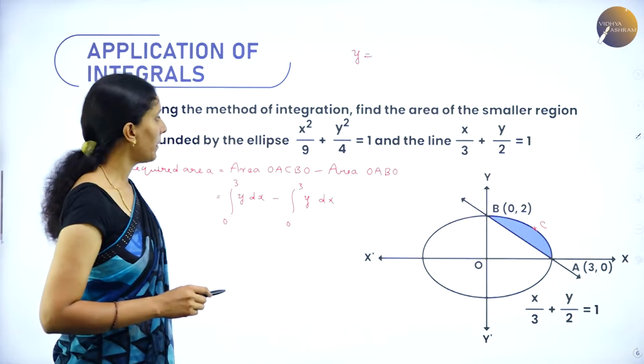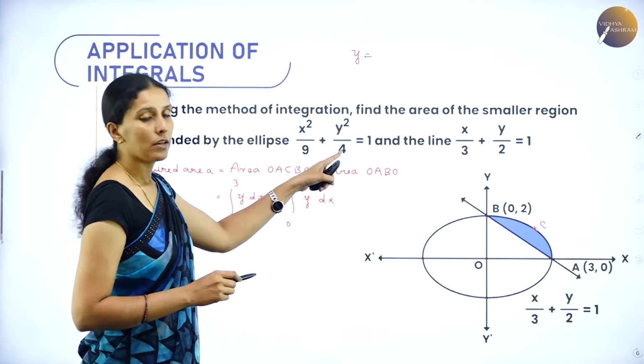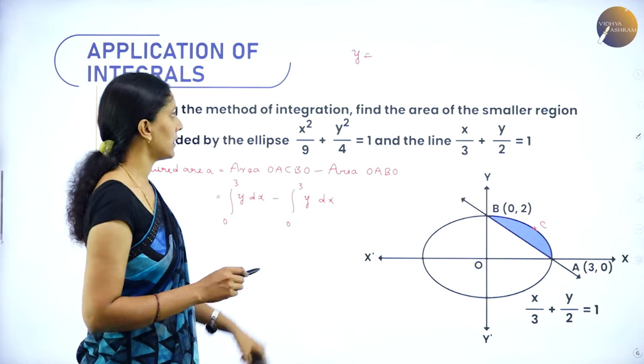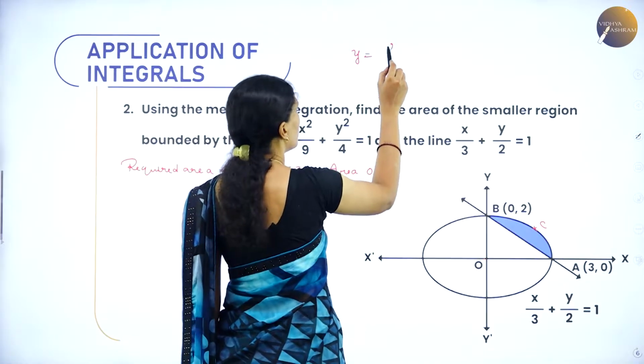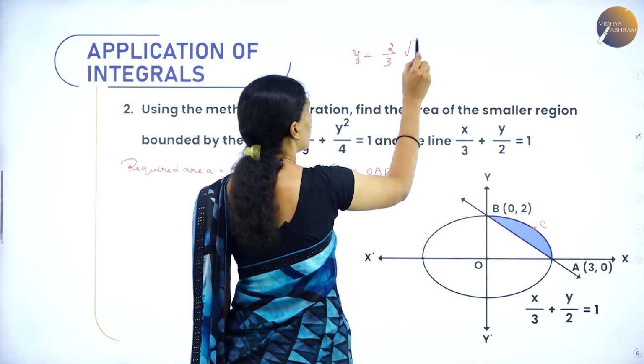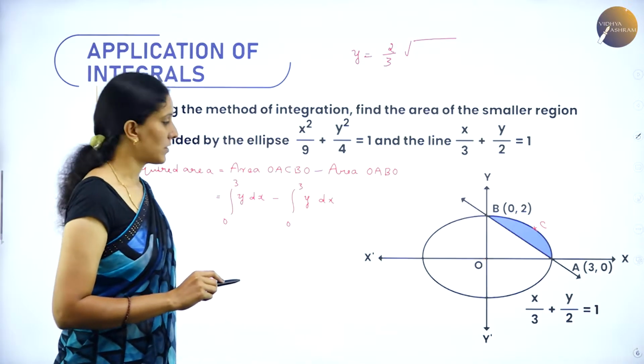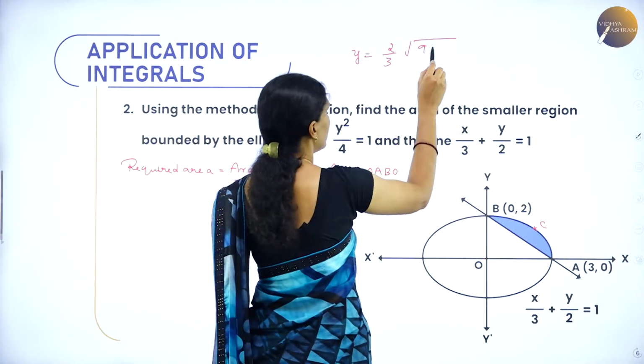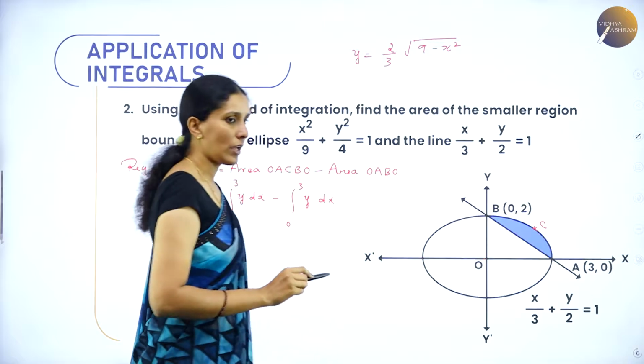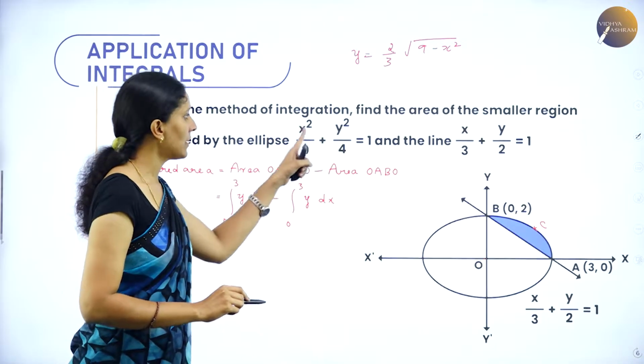So, therefore, here it becomes, what is b? b is 2, a is 3. So, therefore, it is 2 by 3 square root of a square minus x square, which means 9 minus x square. So, this is the transformation of y using the first equation.